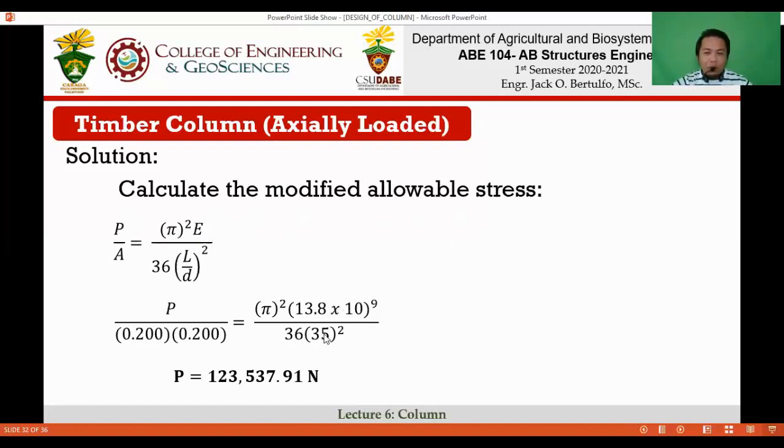For that allowable, just imagine, if this value is more than our modified allowable value here, class, if you will calculate this value, it is more than our allowable stress. It will reach the allowable stress under its load. So at only 123,000, it already reaches the allowable. Therefore, it fails. It is not safe. Our actual load is 240,000.